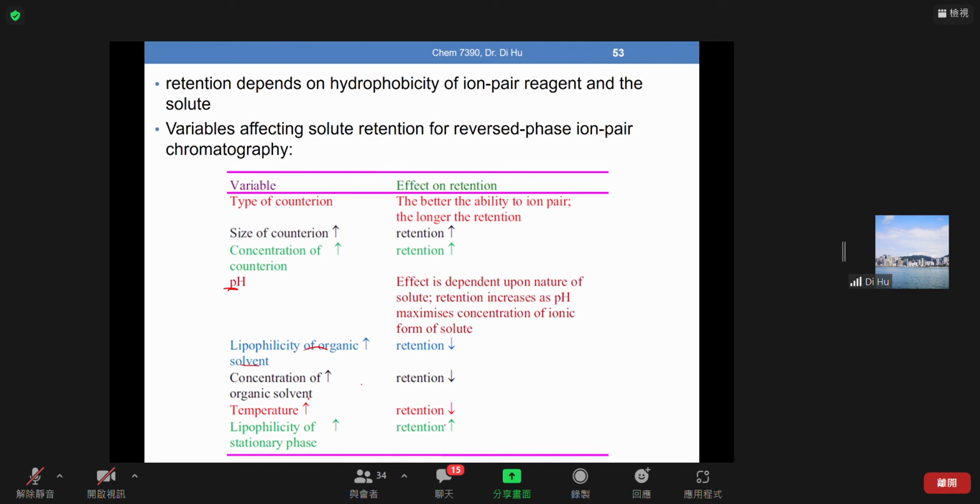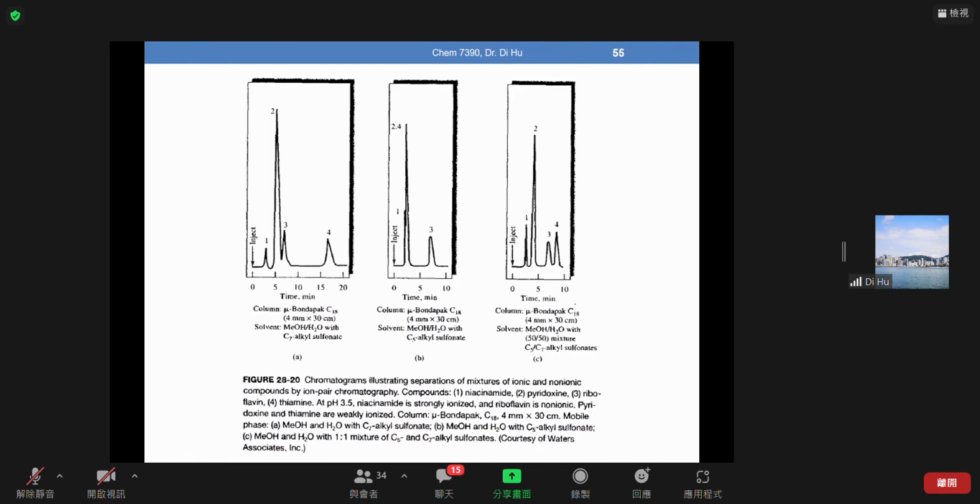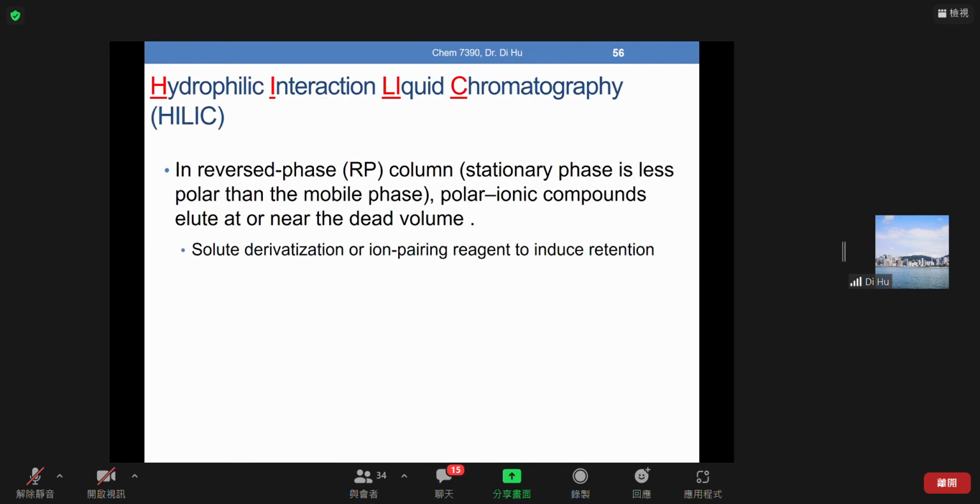That's why it's not really so popular. It's not really something people want to use. But there's another type of partition chromatography, which is called hydrophilic interaction liquid chromatography. What is that? HILIC. I guess you may have heard that before, right?